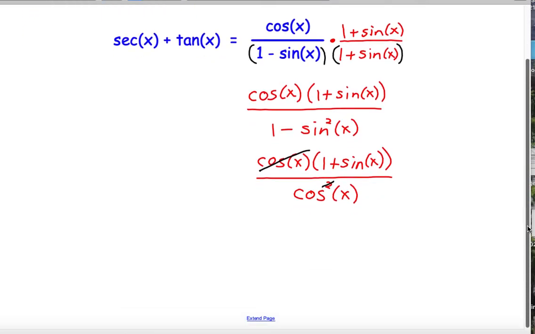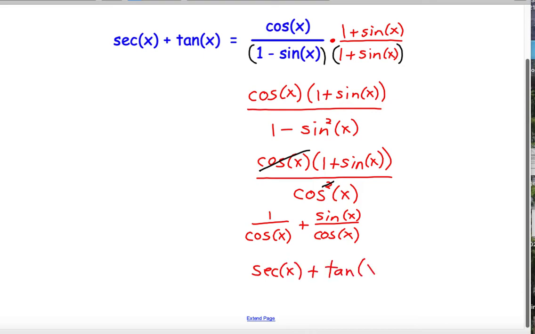So what do I have? I have 1 plus sine of x over cosine of x, which I can split up into 2 separate fractions. So that's 1 over cosine plus sine over cosine. And 1 over the cosine is the secant, and sine over cosine is the tangent. And voila, we got exactly what the other side is, so we have verified this identity. So as you can see, there's a lot of different approaches.